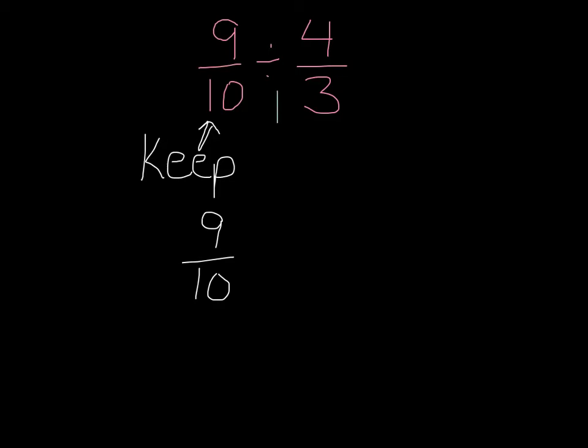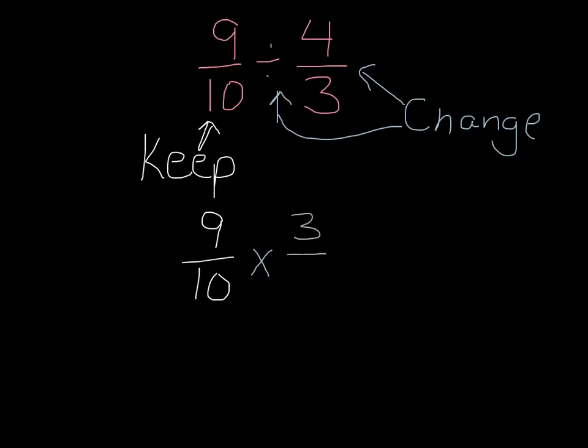So we are going to keep 9/10. We are going to change the division, and the opposite of division is multiplication. So now we have 9/10 times, and we are going to multiply by its reciprocal. So we are going to change 4/3. So we're going to keep, change, change. So now the reciprocal of 4/3 is 3/4.